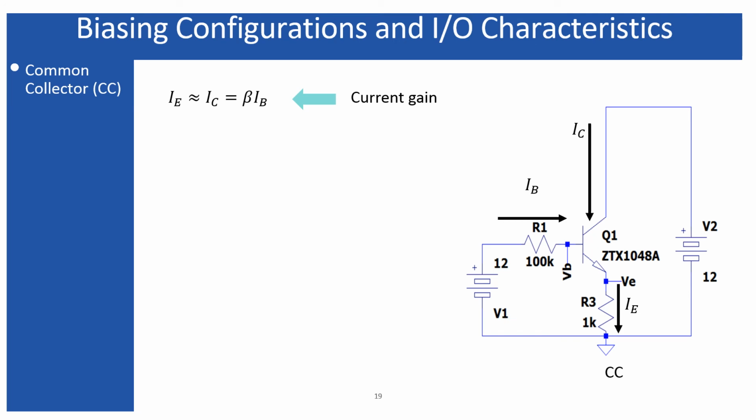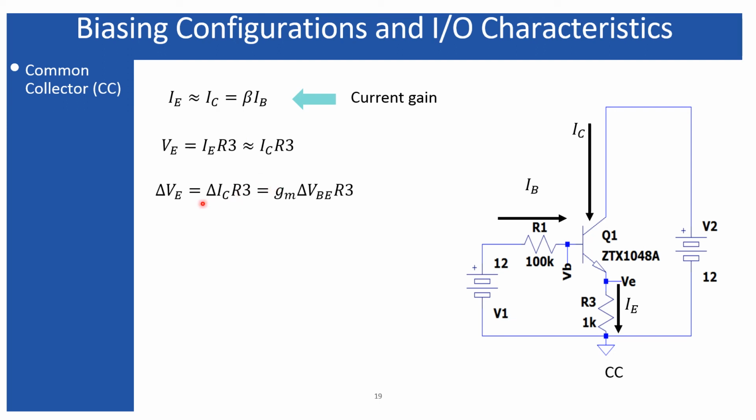Now let's check the current gain and voltage gain for the common collector configuration. This is the current gain, because in case of common collector also, IE is the output current and the input current is the IB. Therefore, IE is approximately equal to IC, so we have the current gain. Now let's check the voltage gain. Output voltage is the VE itself. So what is VE? VE is the output current times the load resistance. The load resistance in this case is R3, and the output current is the emitter current. So IE times R3, which is equal to IC times R3. That is the output voltage.